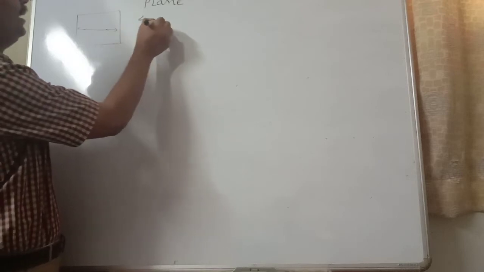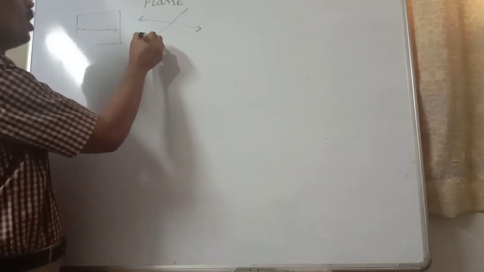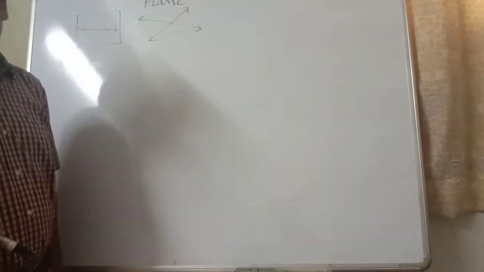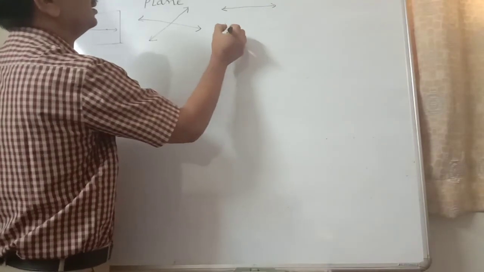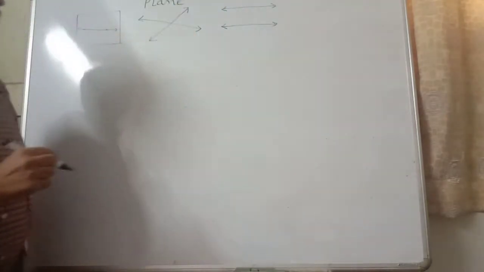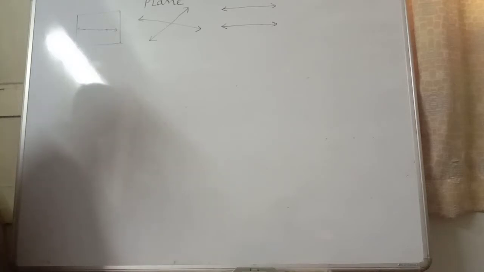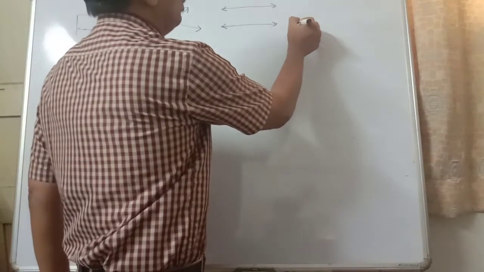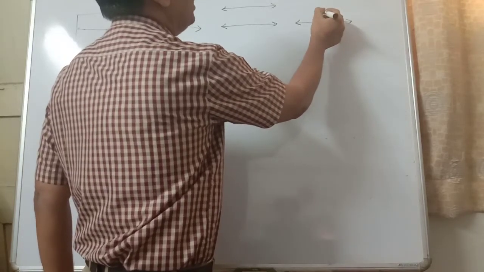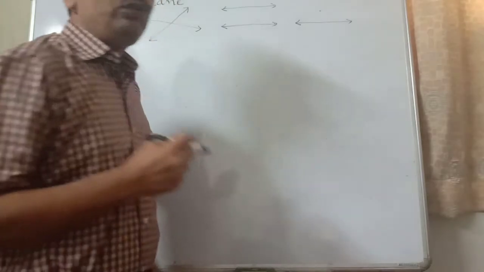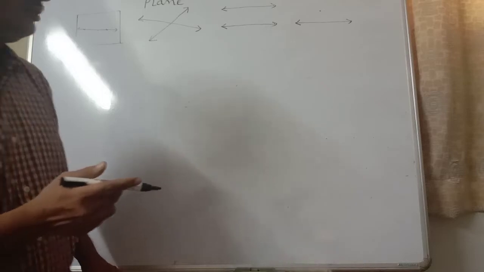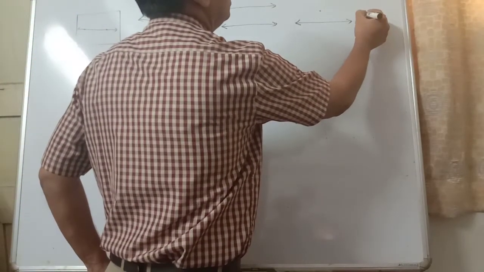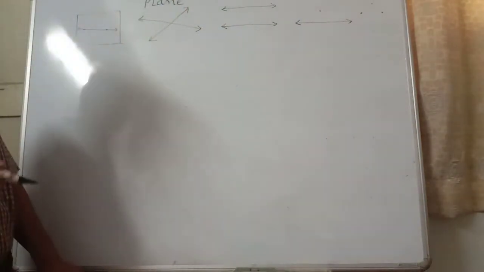Two intersecting lines form a plane. Two parallel lines also form a plane. One line and one point which is outside that line also form a plane. Three non-collinear points also form a plane.